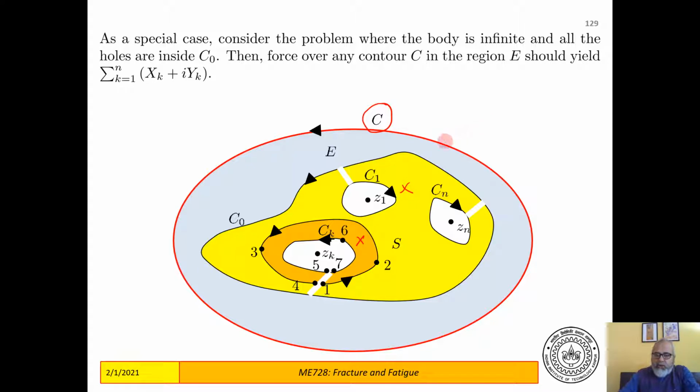One thing is certain: the total load on this C is going to be the sum of the loads on each of the holes. That follows from a free body diagram. So the total load on this should be the sum of xk plus i yk, where k goes from 1 to n. So this should be the total load that acts on C. And again, I need to have a function that can have poles inside C, but in the bluish gray region, if you take a point Z here, it should be analytic at this point. But it can have, and it does have, singularities inside C naught. So that is the kind of function we are looking at.